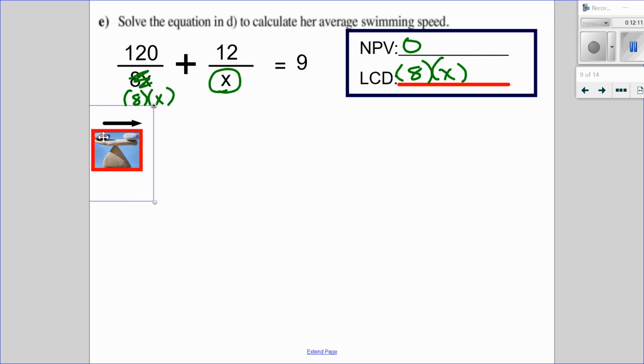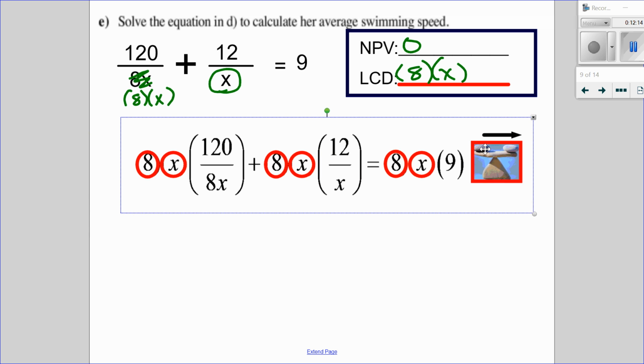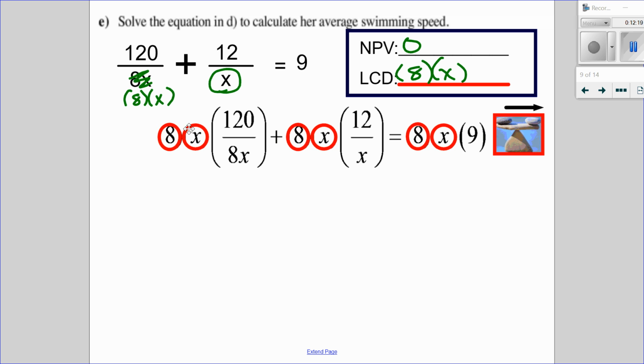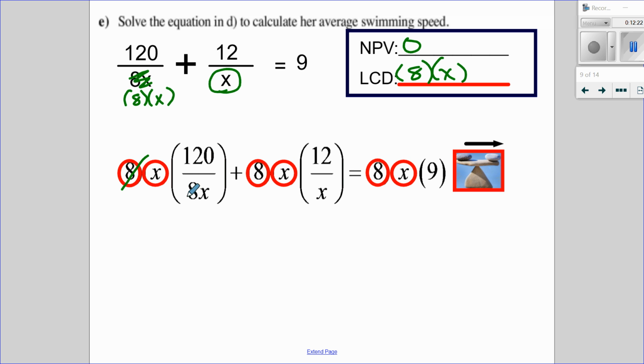So now I'm going to use balance. I'm going to multiply every single term by 8 times x. So multiply by 8, divide by 8, and this is gone. Multiply by x, divide by x, this is gone. I'm left with 120. Plus, multiply by x, divide by x, that's gone, so I'm just left with 12 times 8, equals, and these are all monomials, so I just multiply them together. So 8 times 9 is 72, times x is 72x. And then I have a nice... oh, I'm missing my variable. Where is my variable? Oh, I don't have a variable. Okay, I thought I was making a mistake.